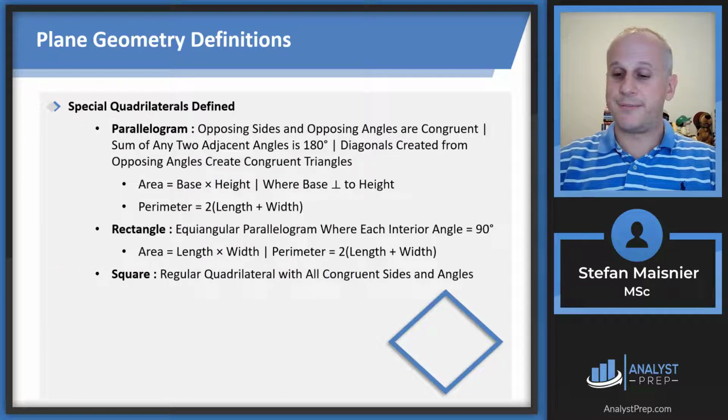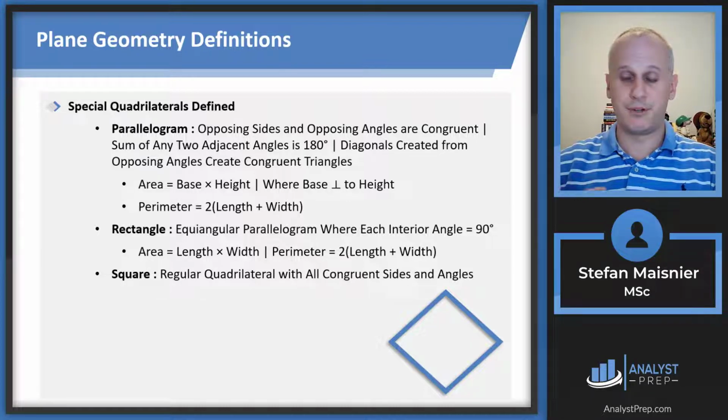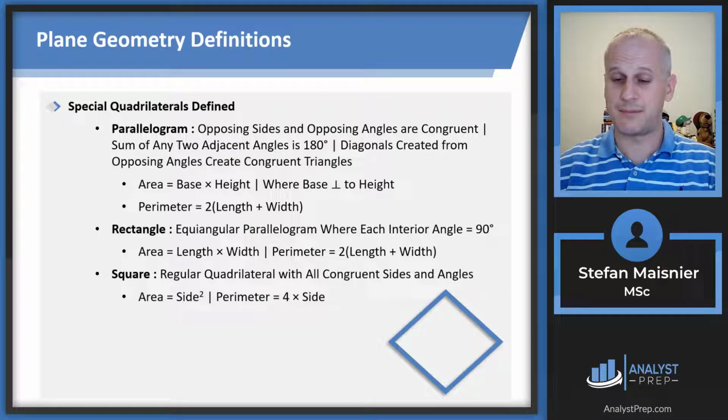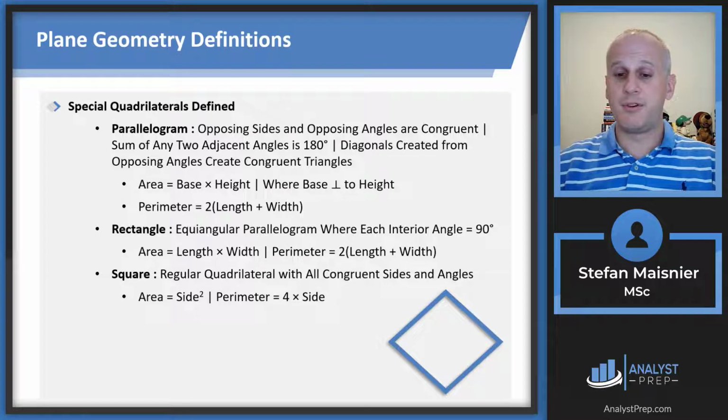Now, a square is a regular quadrilateral, meaning that it has all congruent sides and angles. So it's basically 90 degrees all the way around, and it's got the same sides. So we can shorthand our area and perimeter formulas even further with a square. We know that the area is going to be equal to just any side raised to the second power, because it's just side times side, or squared, hence the term for a power of 2. And the perimeter is simply just 4 times any of the sides.